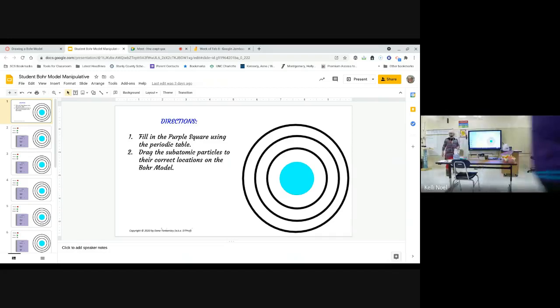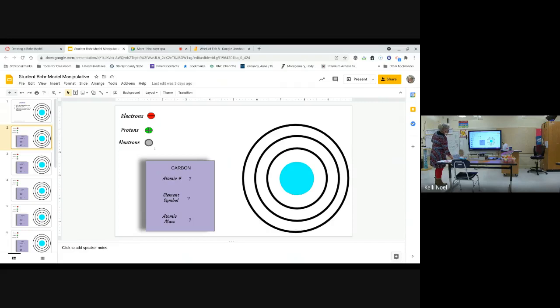And when you're finished, whatever time's left, you can go back and watch the video or work on anything that's not done. Remember, everything that's not been submitted is due tomorrow. So we're going to click on slide 2 in this Google Slides. All right, here's the purple. So we know it's carbon.